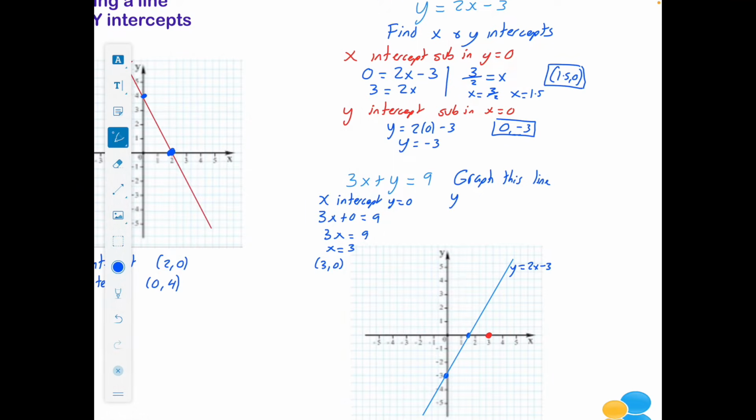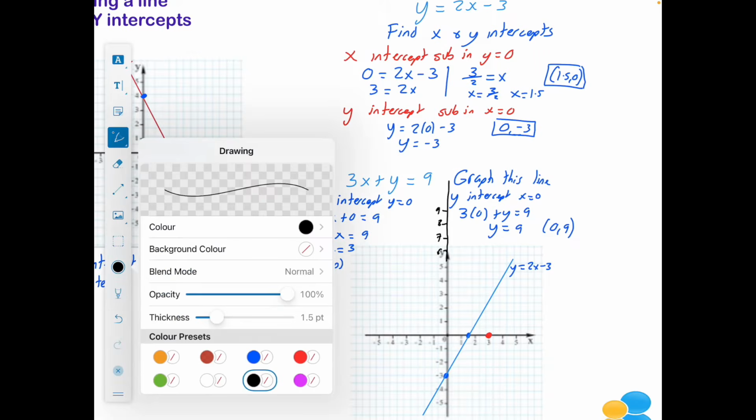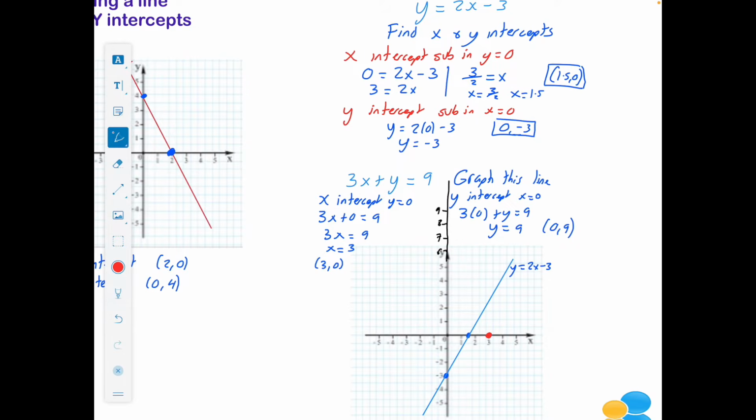So we'll also find our y-intercept. We'll have x is equal to 0 this time. So it'll be 3 times 0 plus y is equal to 9. So 3 times 0 is 0, so just y is equal to 9. So we have our point 0, 9. Okay, I'm also going to plot that. Now I don't have this drawn out very well, so I'm just going to continue this up here as well as I can. So 5, 6, 7, 8, 9, and then we have our point 0, 9, which will be up here.